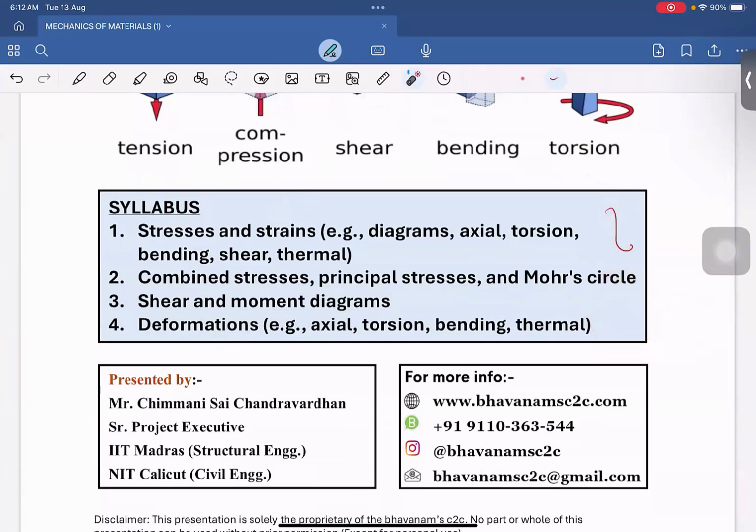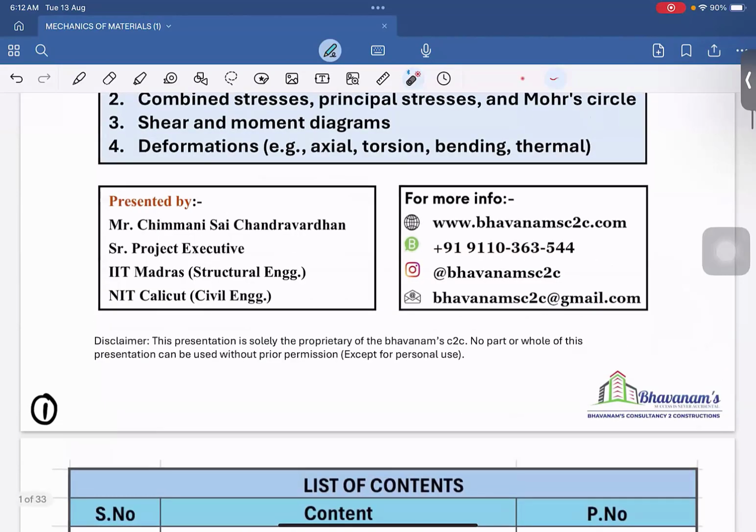So I request all of you to be very attentive to this session. I will teach you all the basics. This is the first session for you. It will be a bit lengthy and may be time taking, but it will be very elaborate so that it is easier for you in the further sessions. As I said, my profile is here. My name is Chandravardhan. I am working as a senior project executive for a major project in India. I did my MTech from IIT Madras and BTech from NIT Calicut.